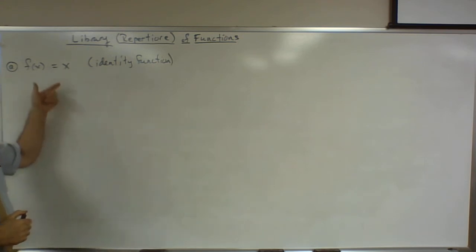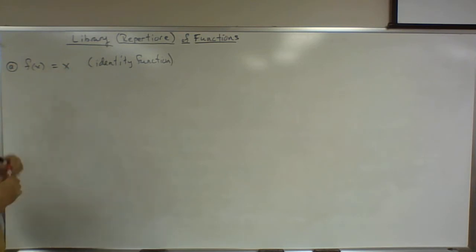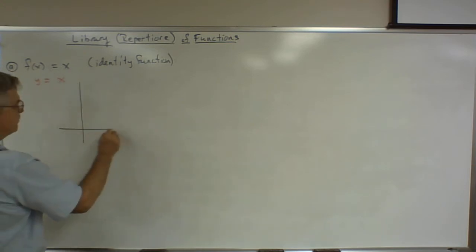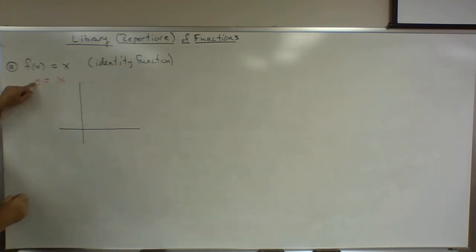Our book calls this the identity function, f of x equals x. It's the same as y equals x. And our book calls it the identity function, I guess, because we put a number in and we get that same number back out. But we should know the graph of this function. And remember again, y and f of x are the same thing.